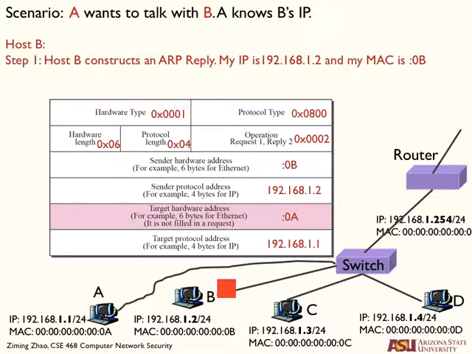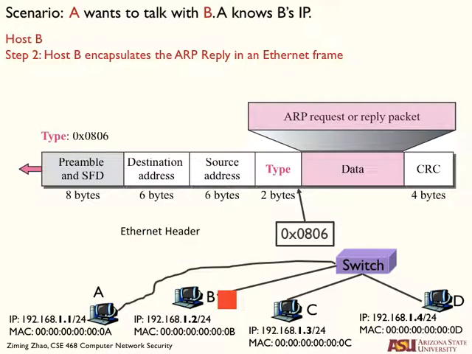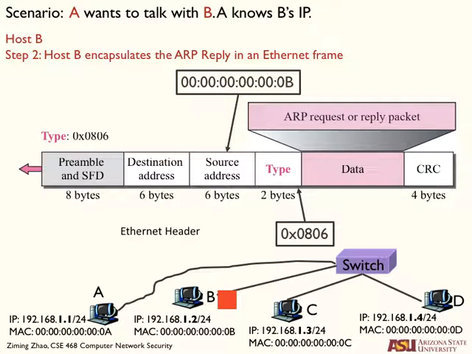And of course, B has to wrap this in a frame. And the frame will look like this. First is the ARP type, 0806, and the source address is B's address. So what should be the destination address in that frame? Should it be a broadcast, or any idea? So in most cases, B will just put A's address here.